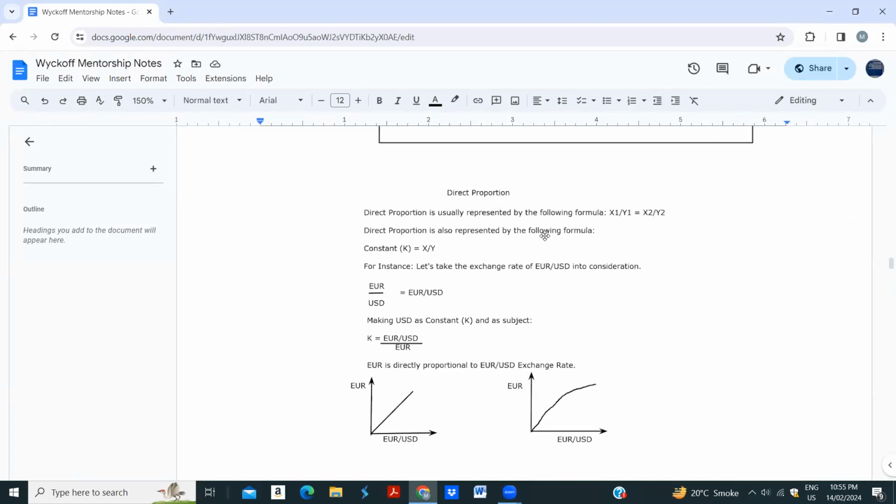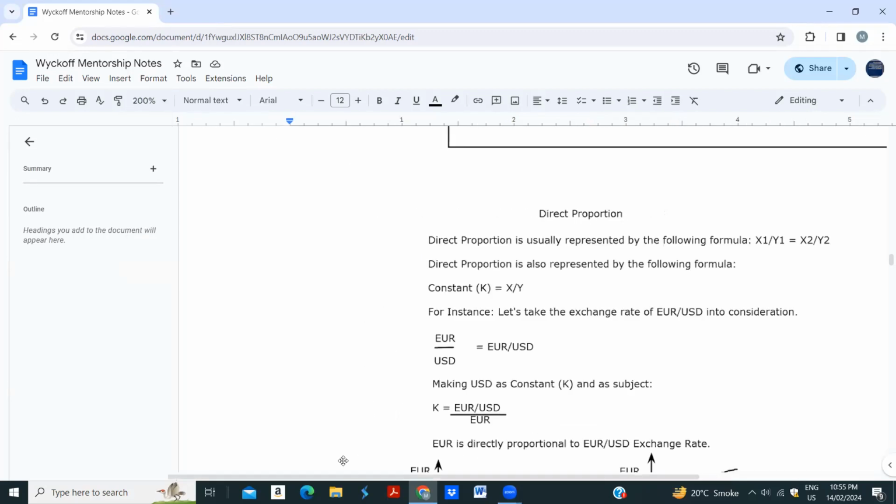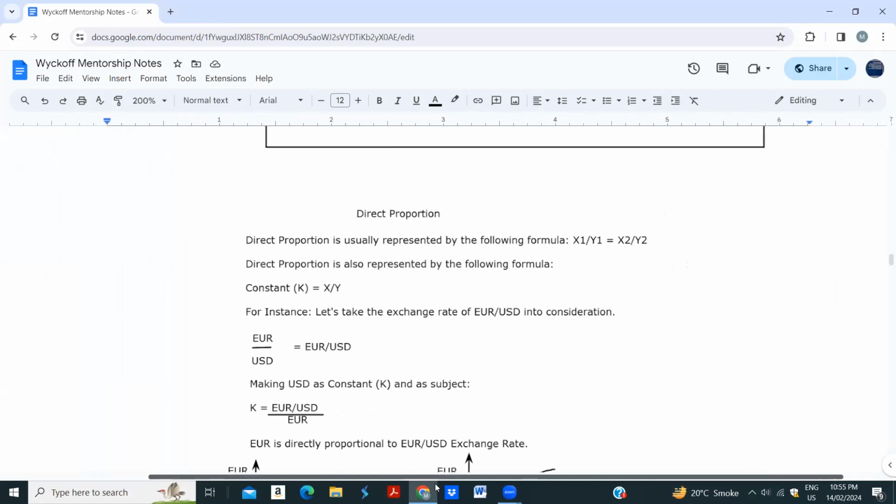Now we're going to dig deeper into direct proportion and understand how it applies to exchange rates. Direct proportion is usually represented by the following formula: x1 divided by y1 equals x2 divided by y2. Direct proportion is also represented by another formula: constant k equals x divided by y. It's very simple.